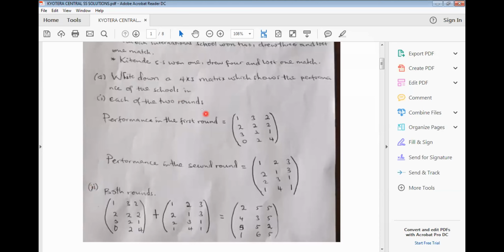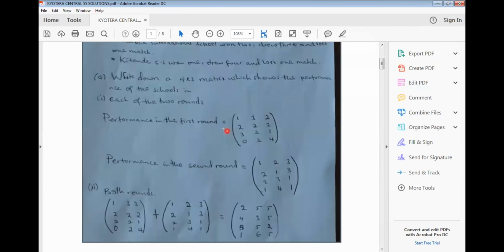We are going to go on the performance in the first round. In the first round, we have 4 schools that participated. We have a win, a draw, and a loss. On our column, when we go on, Nadia SS won 1, drew 3, and lost 2.